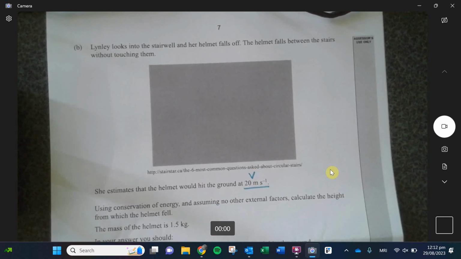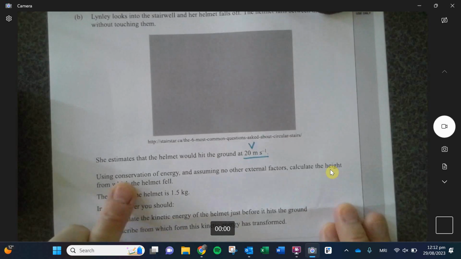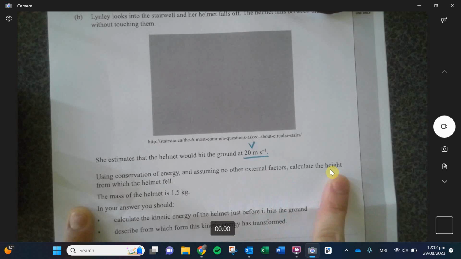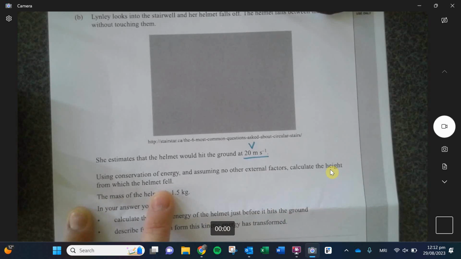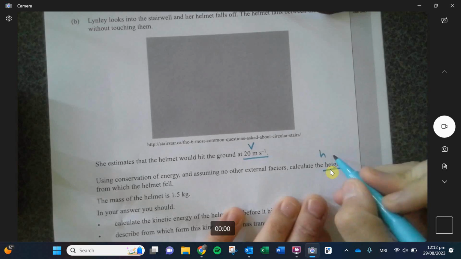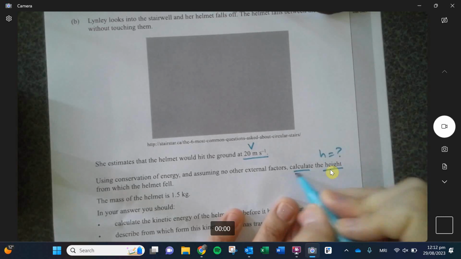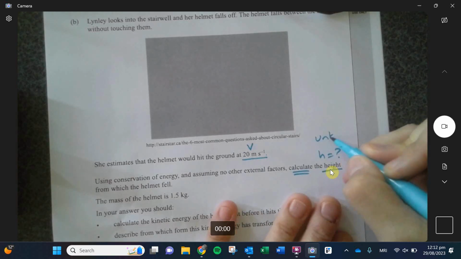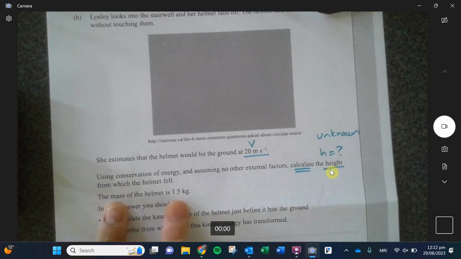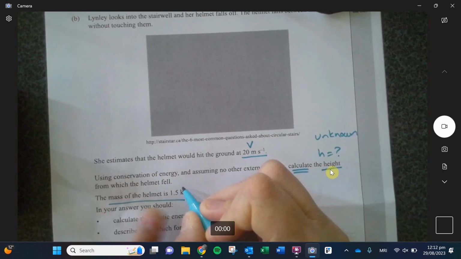Okay. Next one is that they're talking about using the conservation of energy, assuming no other external factors, calculate the height from which the helmet fell. So height is going to be my H. And that is going to be my question mark because they're asking me to calculate it. So that's my unknown. Are we good so far? All right. They've given me the mass of the helmet, which is 1.5 kgs. That's also useful. That's M.